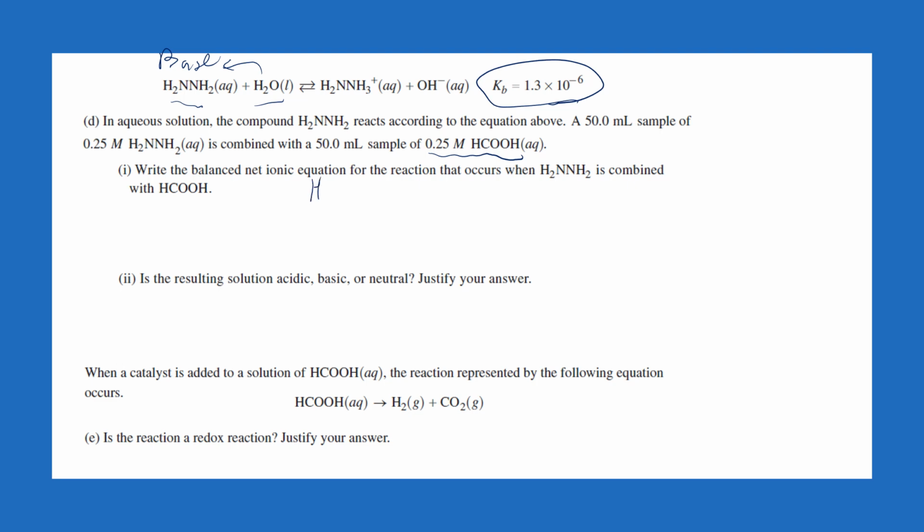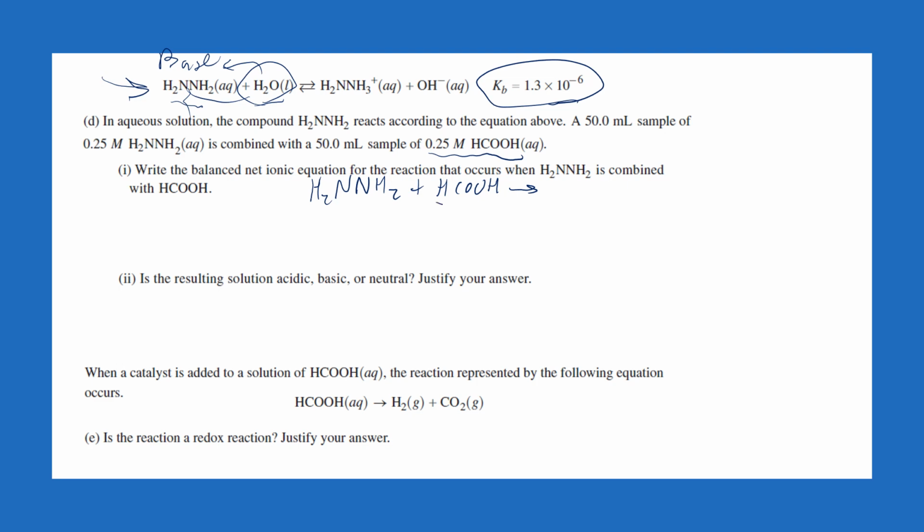So we have the H2NNH2, which I don't even know how I would name that, HCOOH. They don't expect you to have these acids and bases memorized. They just expect you to look at the reactions that are given and see how they react and follow that same pattern. So in this reaction, you can see the water is giving its hydrogen to the base.